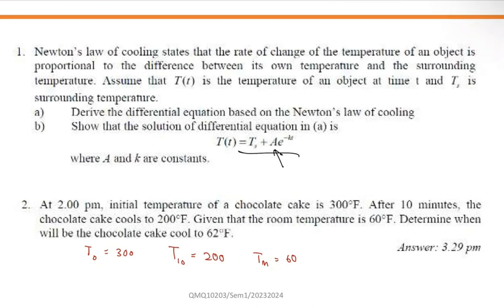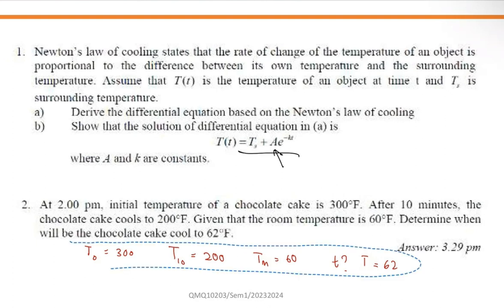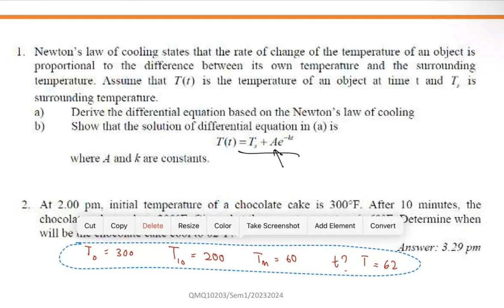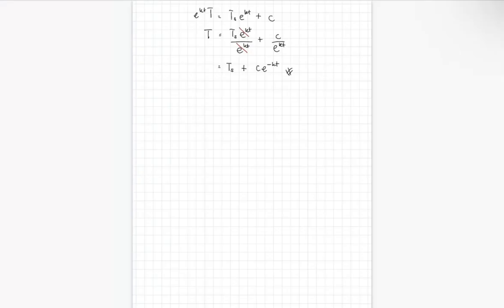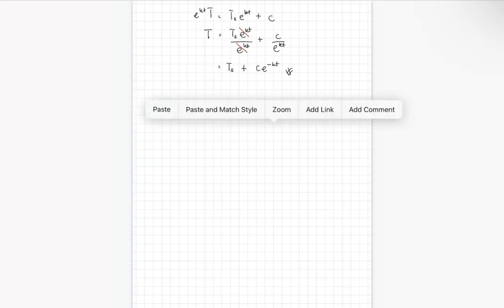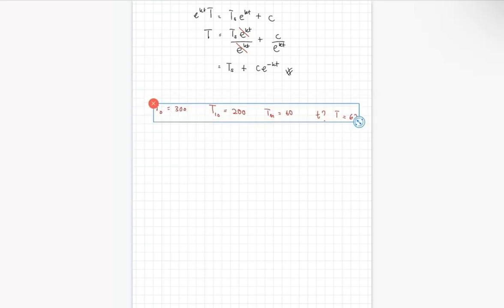So we need to determine what is t, given that T equals 62 degrees. All of these are our information just from the question. So let me copy this information, then paste it here.